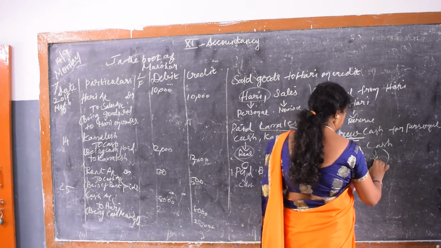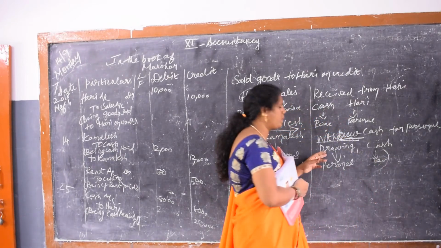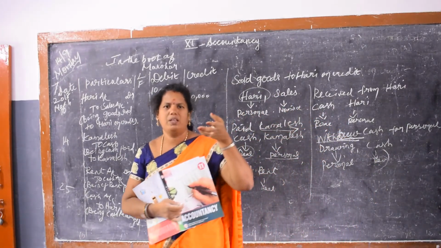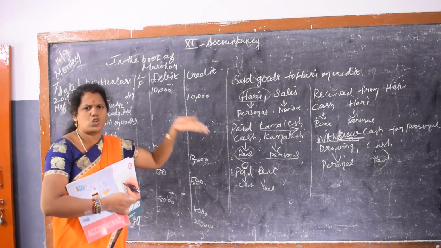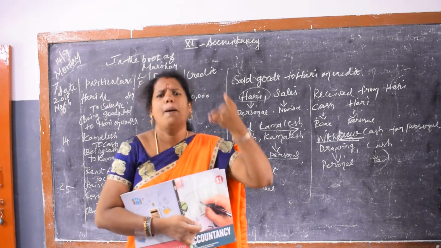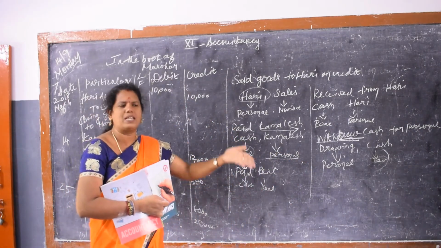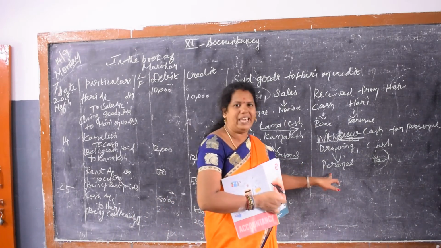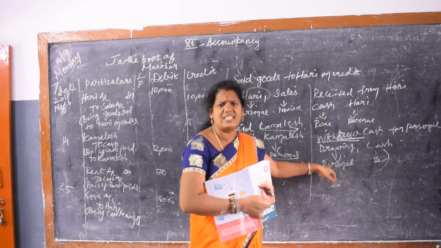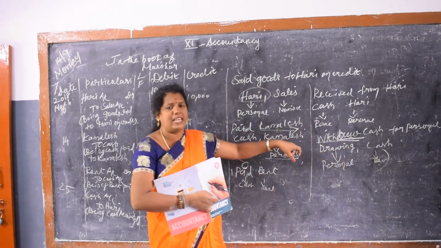Personal account, and cash is a real account. What is drawings? The owner of this business, Manohar, is the only owner of the business. He has withdrawn some money to meet his personal needs. Okay, personal account, so he is the receiver. He is the receiver from the business. He is taking the money.